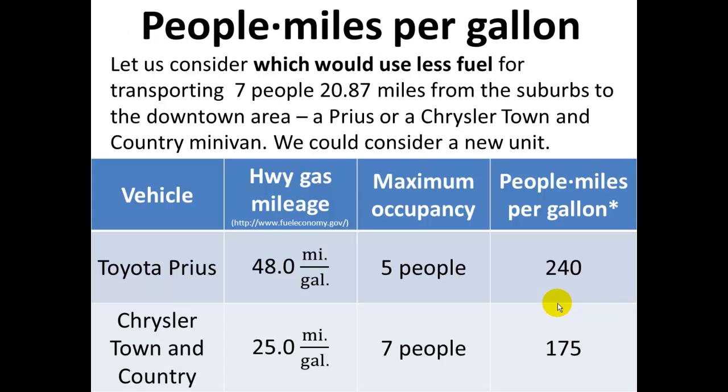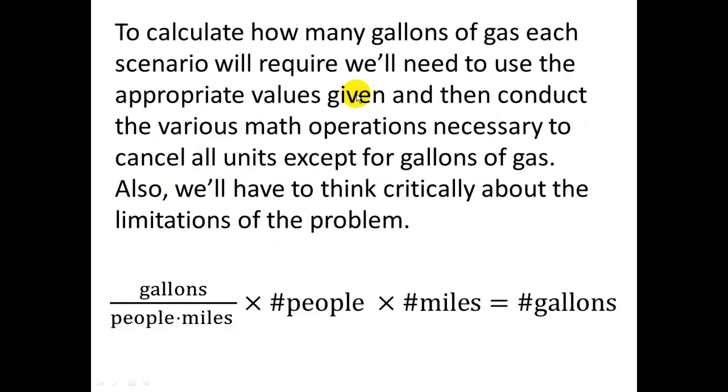Well, first of all, what are we trying to solve for here? We're trying to figure out which vehicle, either a Chrysler Town & Country or Toyota Prius, would use less fuel to transport 7 people 20.87 miles. So less fuel, that's number of gallons, right? We need to calculate the number of gallons. We know the number of miles, 20.87. We know the number of people, 7 people. And we have a number for gallons per person per mile.